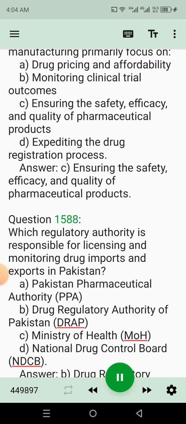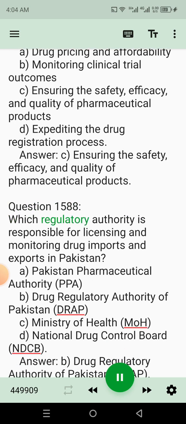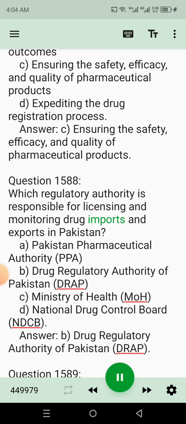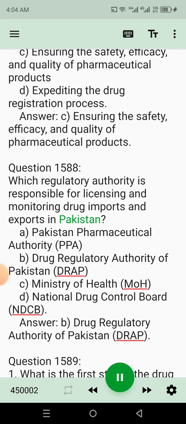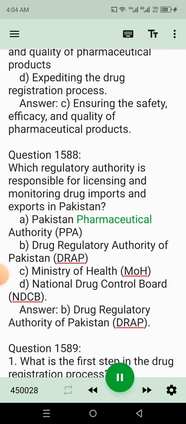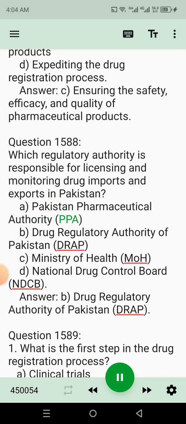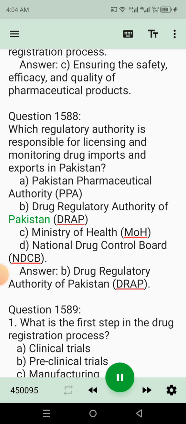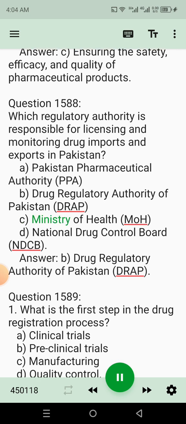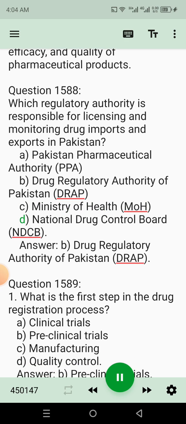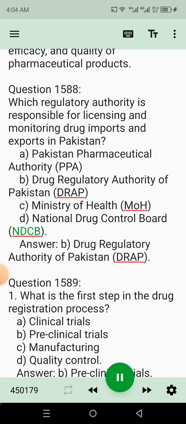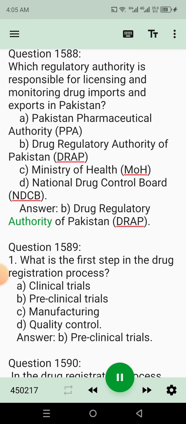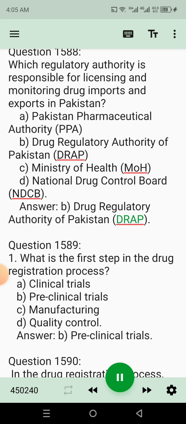Question 1588. Which regulatory authority is responsible for licensing and monitoring drug imports and exports in Pakistan? A. Pakistan Pharmaceutical Authority (PPA). B. Drug Regulatory Authority of Pakistan (DRAP). C. Ministry of Health (MOH). D. National Drug Control Board (NDCB). Answer: B. Drug Regulatory Authority of Pakistan (DRAP).